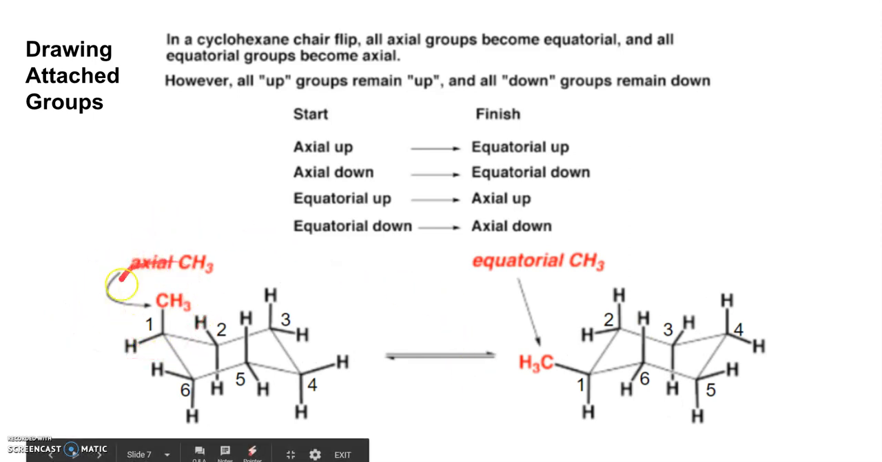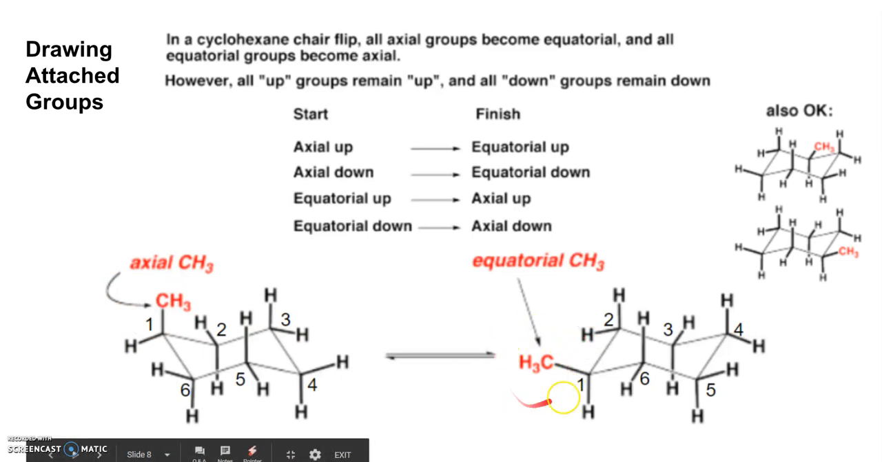So here we start with an axial up methyl group on the number 1 carbon. This means that we should end up with an equatorial up methyl group on the number 1 carbon after the chair flip. Here are two other ways we can draw it.